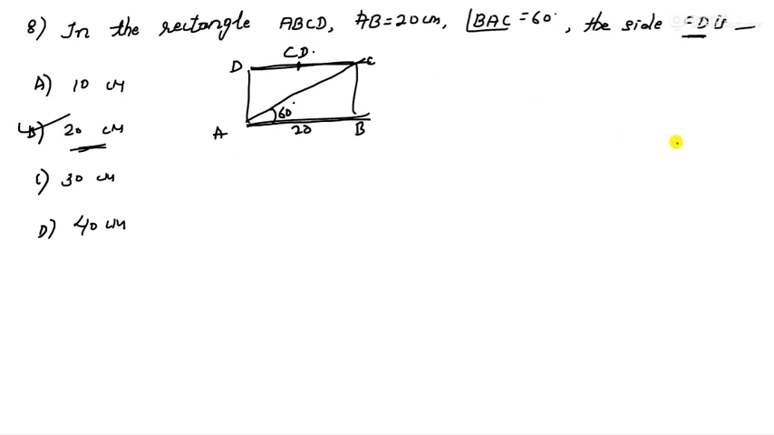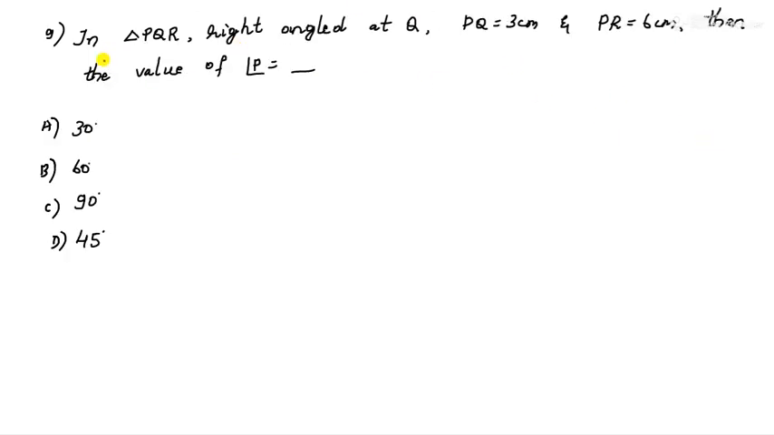Okay, moving to the next question. So this is our next question. In triangle PQR, right angled at Q. So there is a triangle PQR with right angle at Q. This is Q. Now PQ is 3, PR is 6. Then the value of angle P, this angle they have asked. Imagine this is theta. What is that?